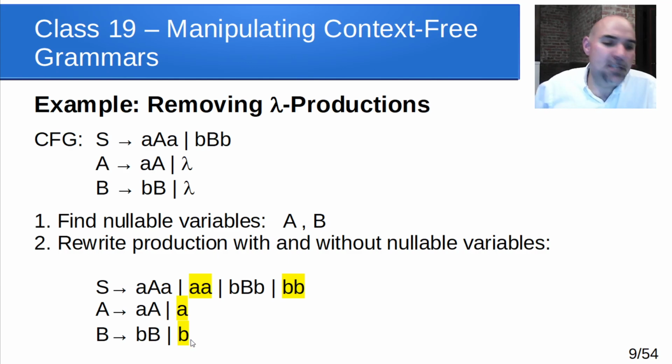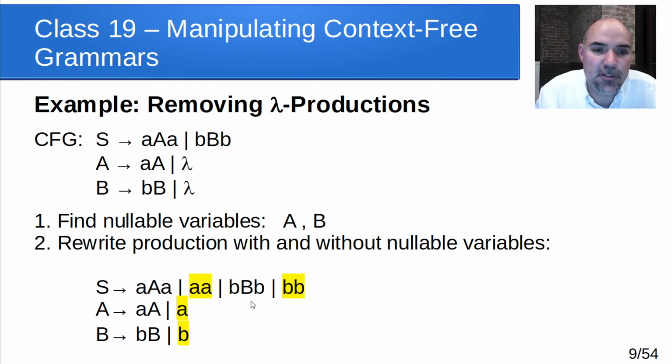And the reason this works is because if you think about that, A producing nothing is the same as not calling A at all, not using A at all in that situation. But since A can produce things other than nothing, we still have to have it there as well. Now that's one other thing. If a variable only produces lambda, we can just delete it from the entire thing and cut it out of any production where we see it. But if it produces things other than lambda, like we have here, then we need to represent all of the possibilities of it with it in and with it out.